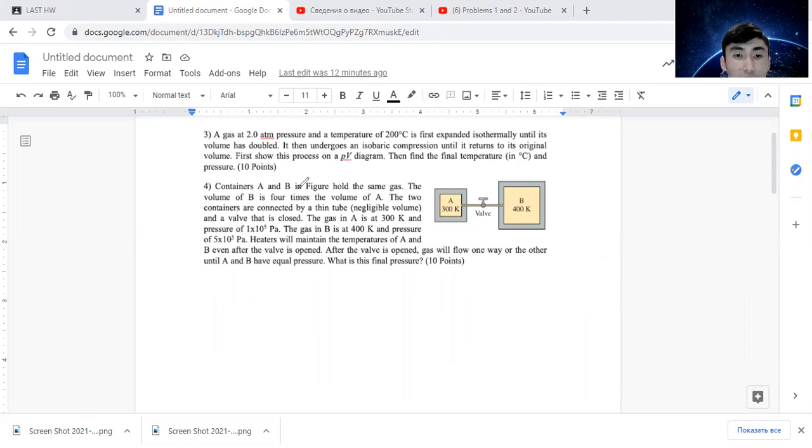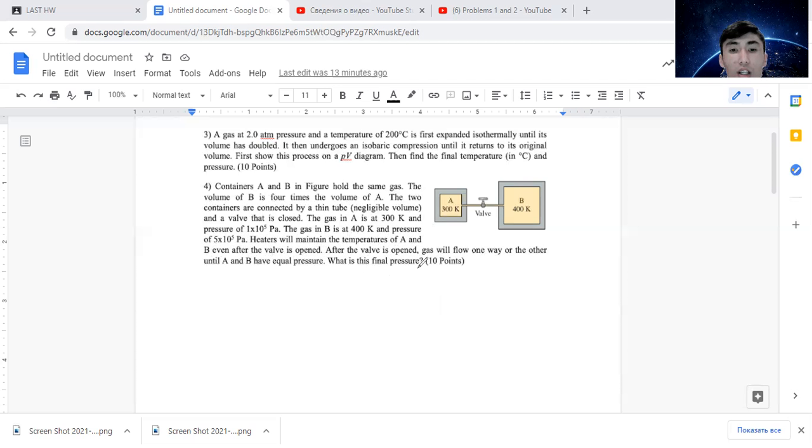Containers A and B in the figure hold the same gas. The volume of B is 4 times the volume of A. The two containers are connected by a thin tube of negligible volume and a valve that is closed. The gas in A is at 300 Kelvin and pressure of 1 atmospheric, right? The gas in B is at 400 Kelvin and pressure 5 atmospheric pressure. Heaters will maintain the temperatures of A and B even after the valve is opened. After the valve is opened, the gas will flow one way or the other until A and B have equal pressure. What is this final pressure?